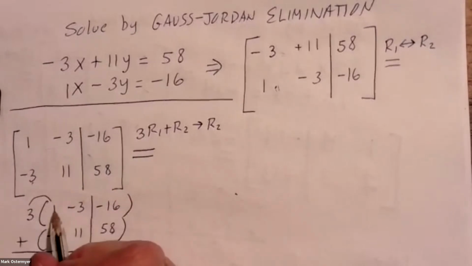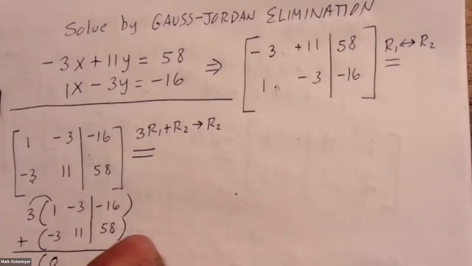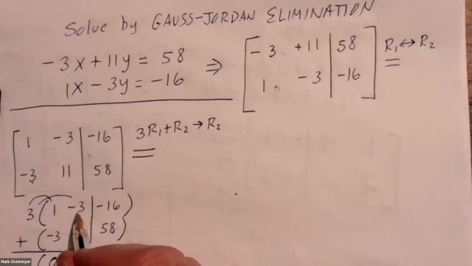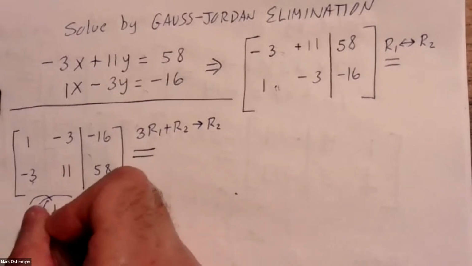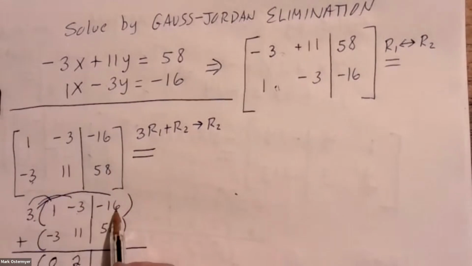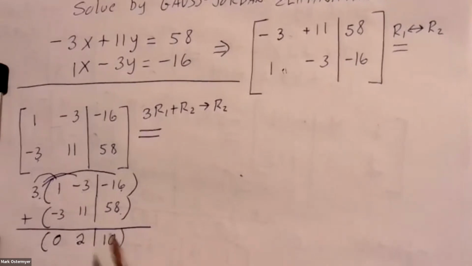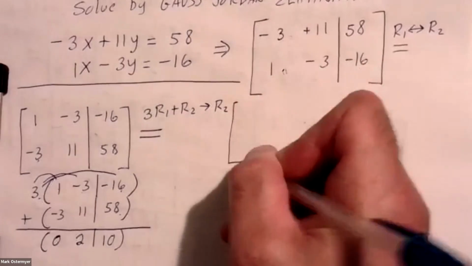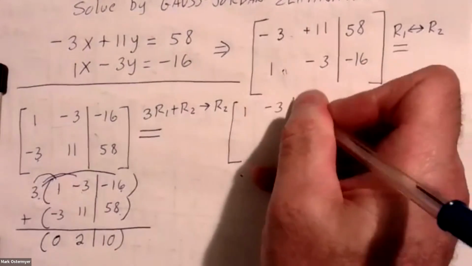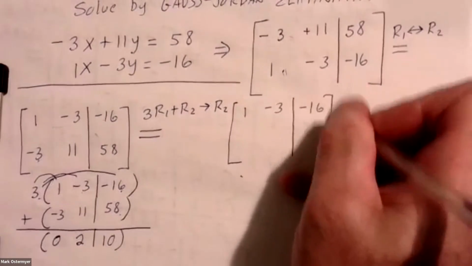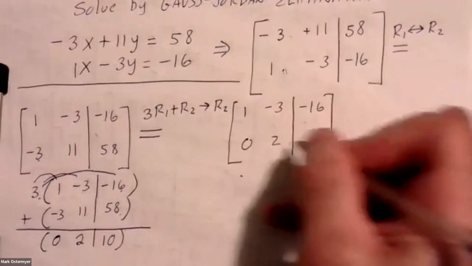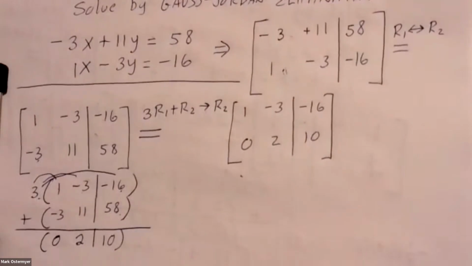3 times 1 is 3. 3 plus -3 is 0. 3 times -3 is -9. -9 plus 11 is 2. 3 times -16 is -48. -48 added to 58 is 10. There's your new equivalent row 2. Let's pencil that in. So my matrix now has been transformed into an equivalent matrix that now looks like this.